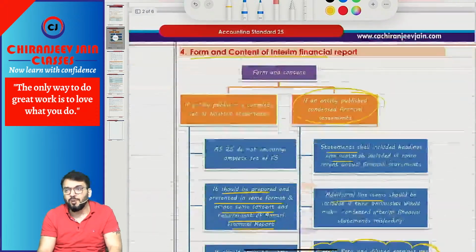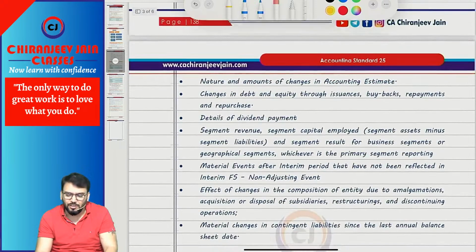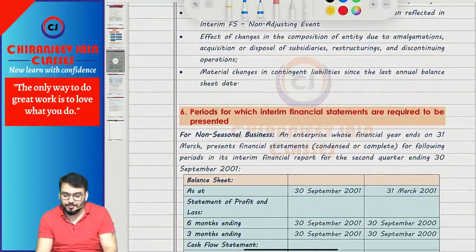So what are the minimum information which is required to disclose, that you read by your own. This I don't think is important. They will not ask this type of question. But just read it. There are 10 points. Just read it by your own.